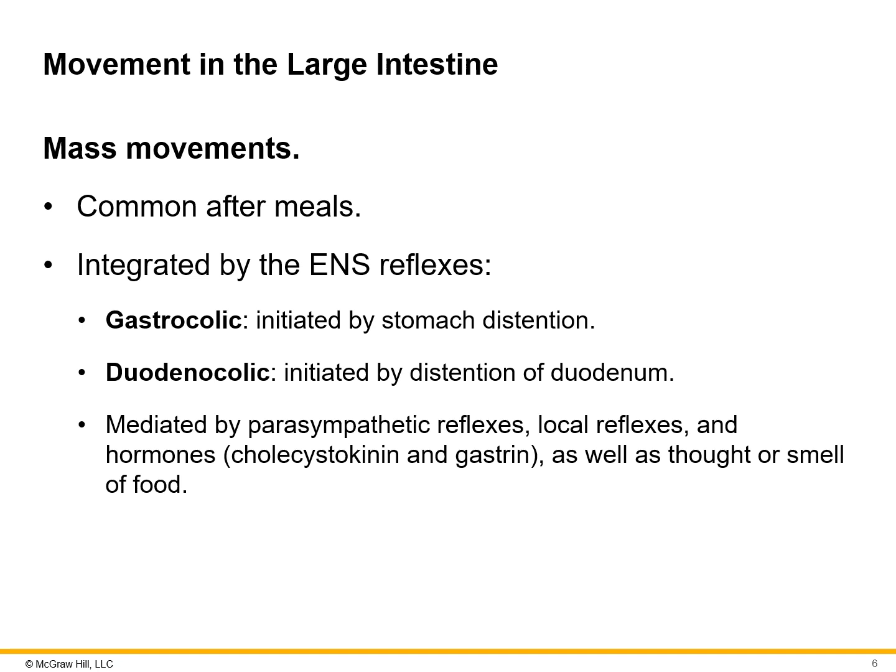So the movements here, we talked about peristalsis. In the large intestine, though, the movement is called mass movements. This is common, especially after meals. That's part of our enteric nervous system reflex, again, that local control.